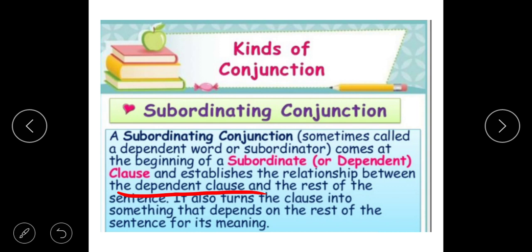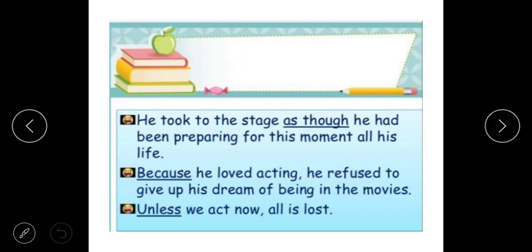It also turns the clause into something that depends on the rest of the sentence for its meaning. Now here are the examples. He took to the stage as though he had been preparing for this moment all his life. So as though is what here? As though is joining the main clause to the subordinate clause. दोनों को वो join कर रहा है.